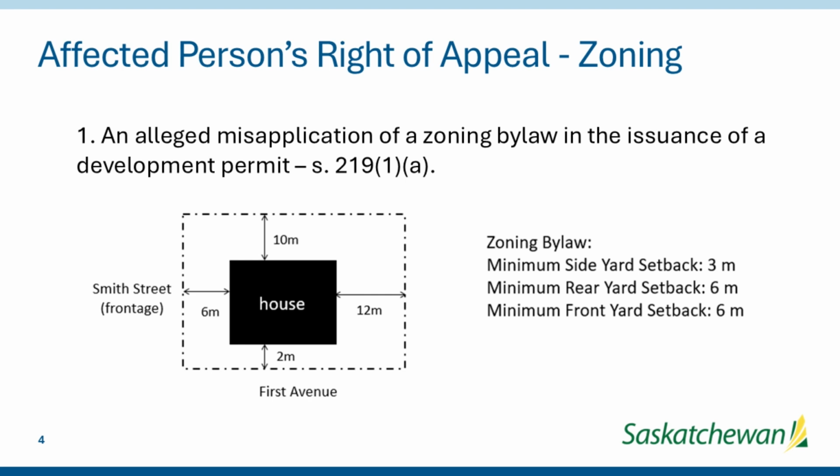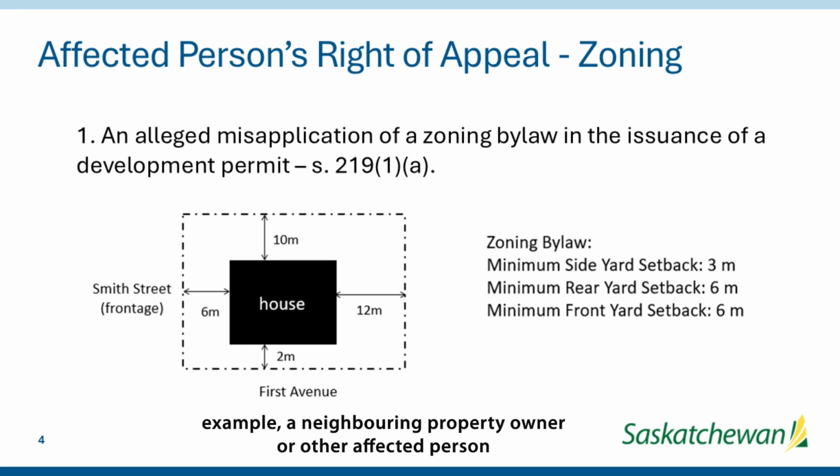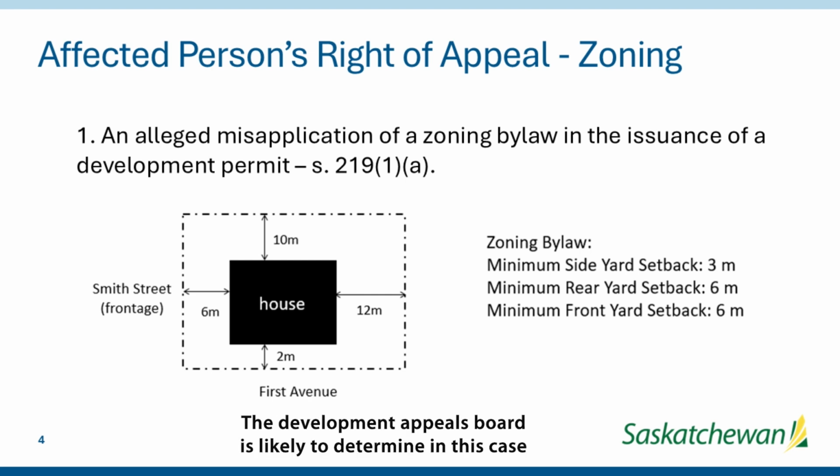making the First Avenue property line the side property line. In this example, a neighboring property owner or other affected person may appeal the issuance of the development permit on the grounds that the proposal does not meet the requirements of the zoning bylaw. The Development Appeals Board is likely to determine in this case that the development officer has erred in the issuance of the permit since the house location does not meet the minimum required setback of 3 meters on the First Avenue side. If so, the board may then issue their decision that the development permit is invalid.